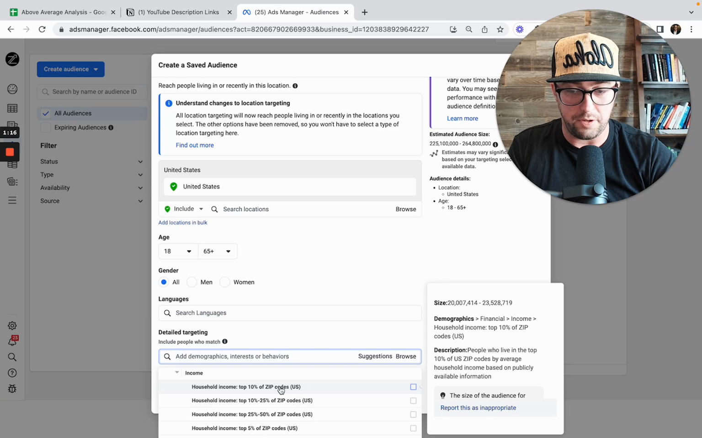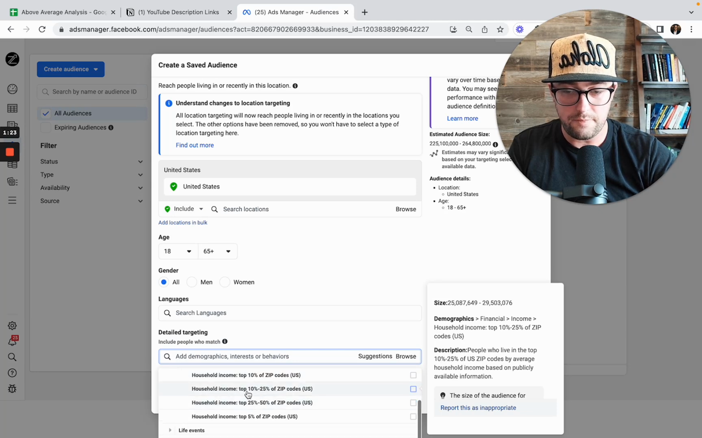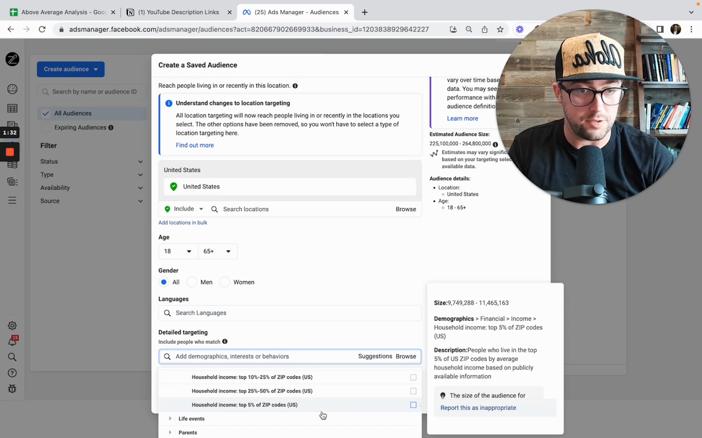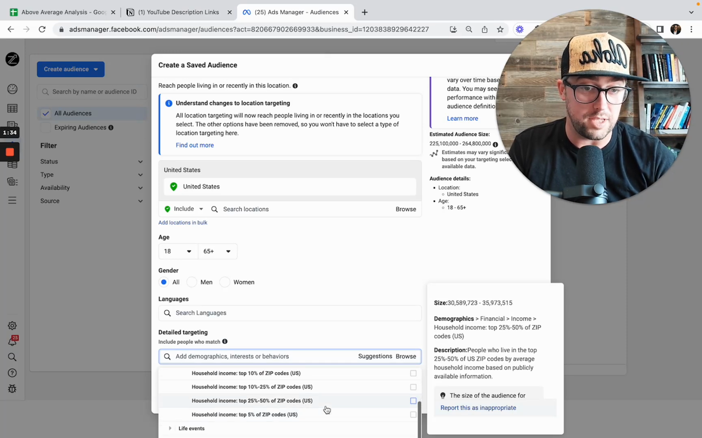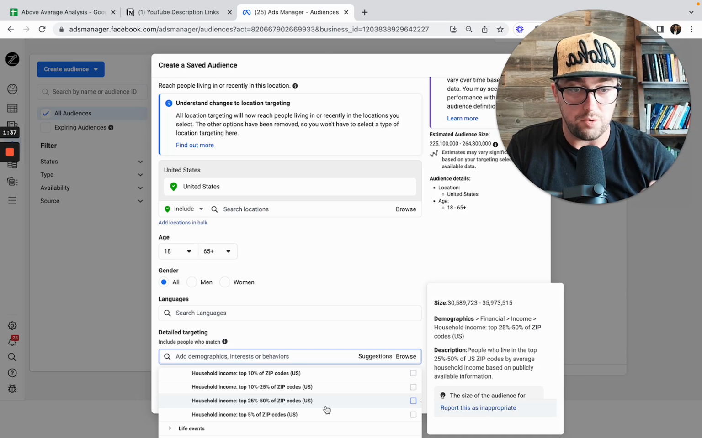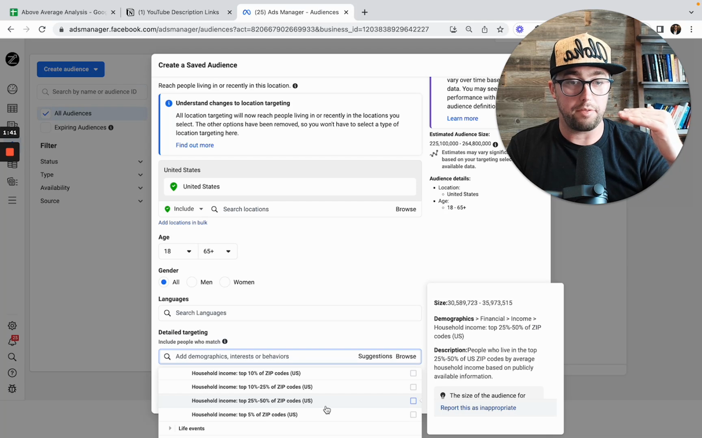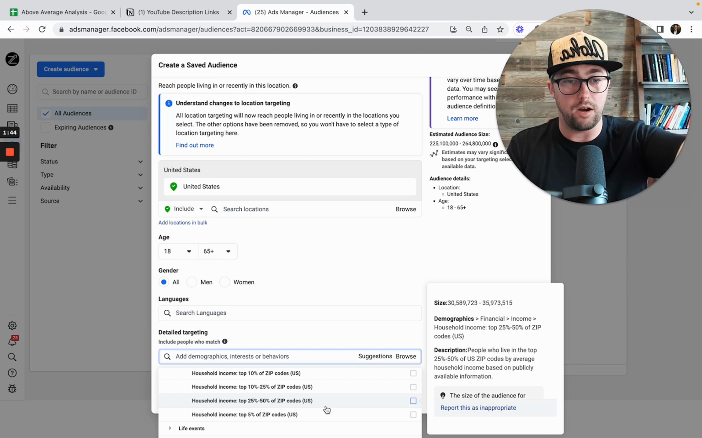based on income. So you can basically see you've got top 10% of zip codes, top 10 to 25%, top 25 to 50%, and then top 5%. And those are our options to target by income. Now, if you just leave this off, it's just going to target everybody. So essentially what this is doing is if you select any of these, you're working with the 50% and up range, and you just have to determine how far you want to go on that.